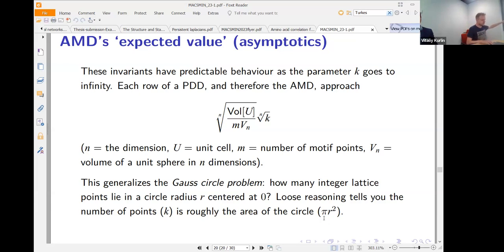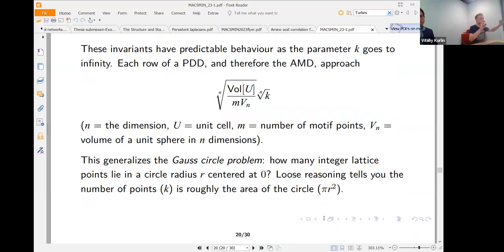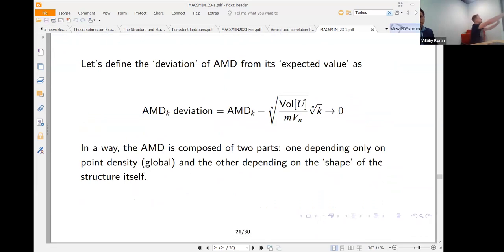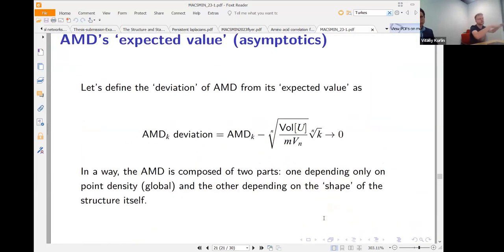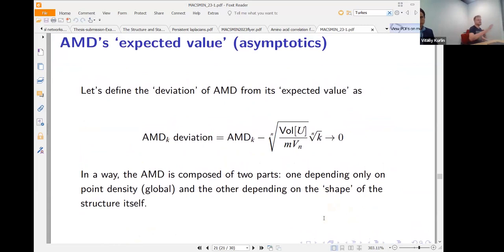I mentioned this because I'm going to define this thing that, for now, I'll call AMD deviation, which is just how much the AMD is away from this expected value. I call it expected value, which is a bad thing to use in the presence of mathematicians because it's not probabilistic whatsoever. It's just this baseline. It's what it converges to eventually. But the AMD will wiggle around that expected value, if you like. The AMD tends to be composed of two bits: it converges based on the density, but it wiggles around that convergent curve based on the shape of the structure. So here's the map.